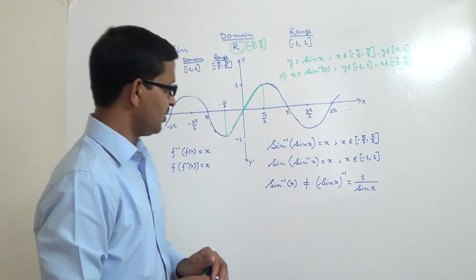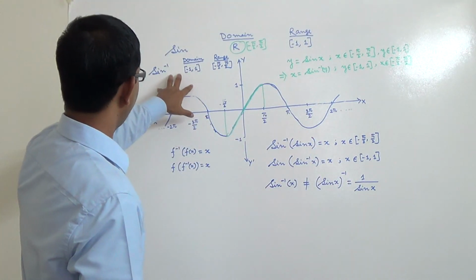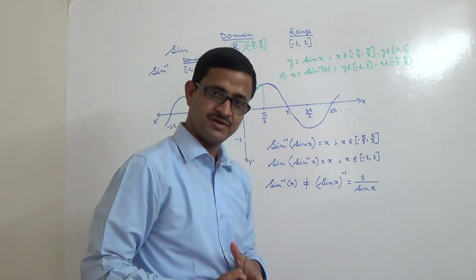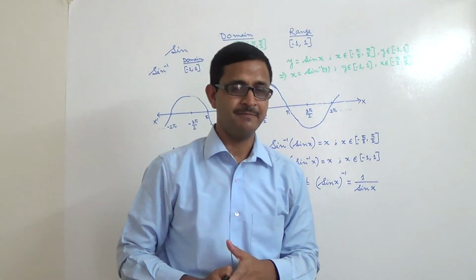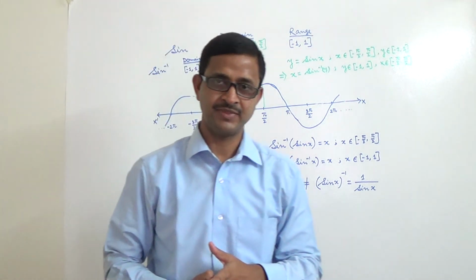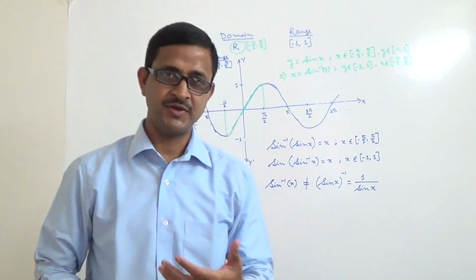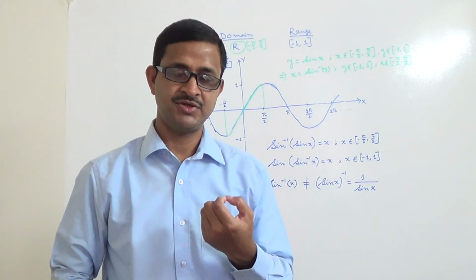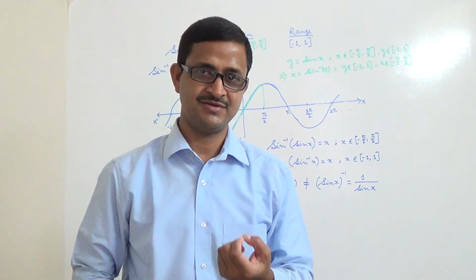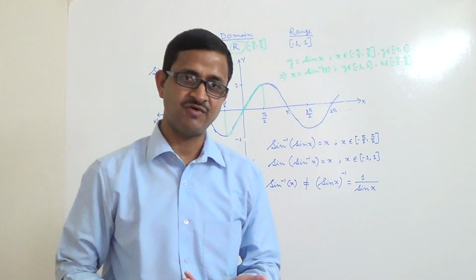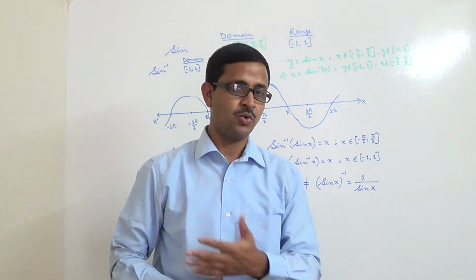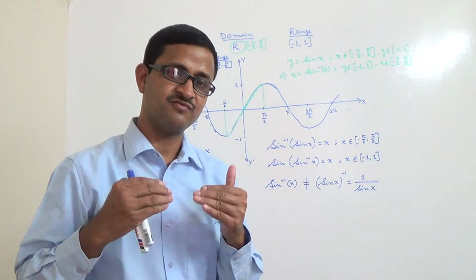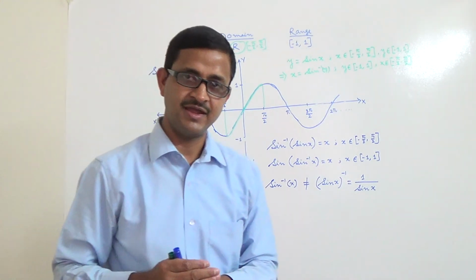Now, what do we see? We see that if we restrict the domain and range of the trigonometric function sine, we can make the function invertible. In a similar manner, we can restrict the domain of the functions cosine, tan, sec, cosec, cot to make these functions invertible. So, what are the restricted domains to make these functions invertible, we will say in our next session.